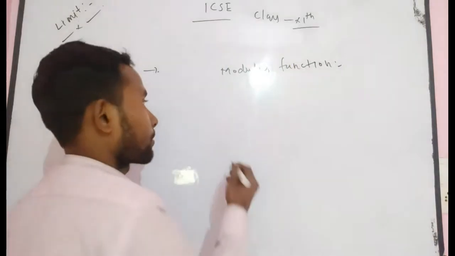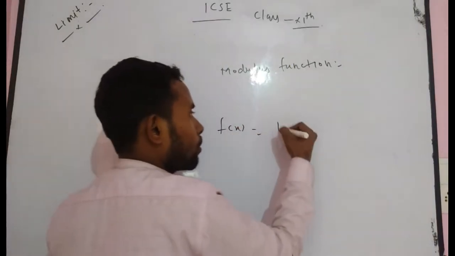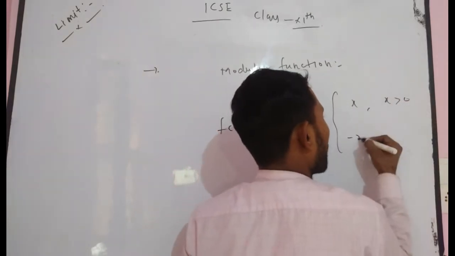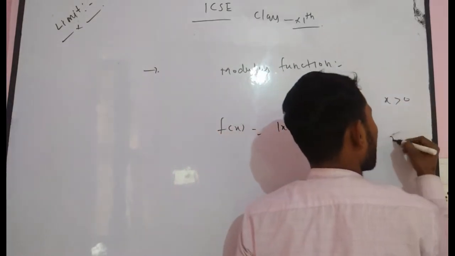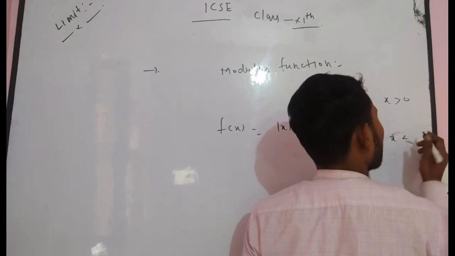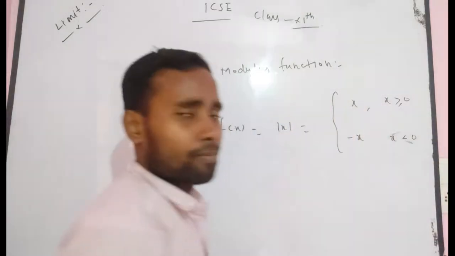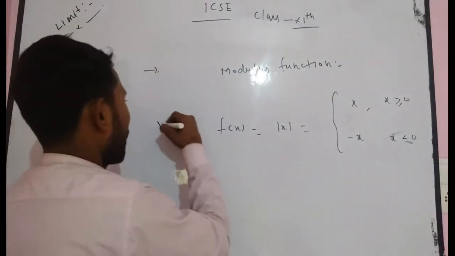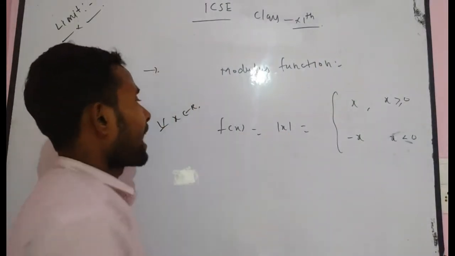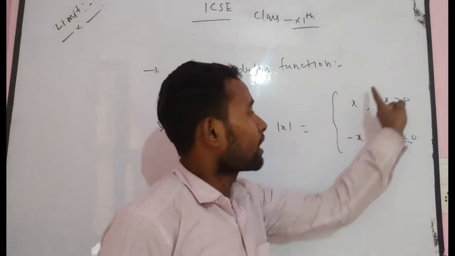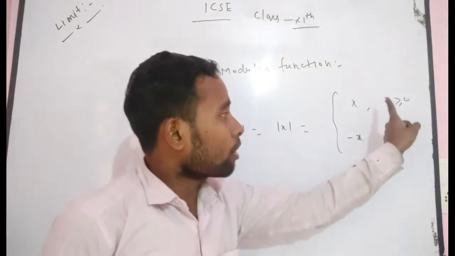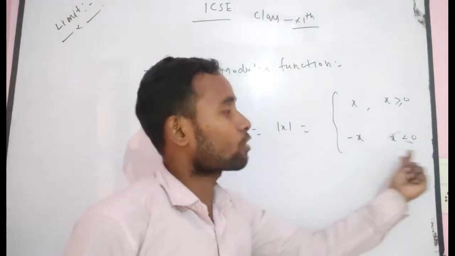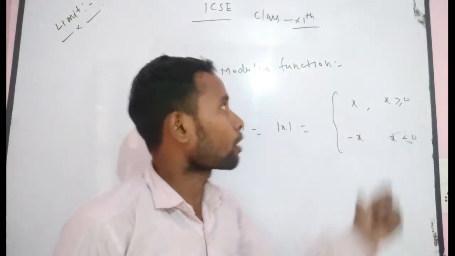This is basic. f(x) = |x| is equal to x when x is greater than 0, and is equal to minus x when x is less than or equal to 0. You can take it: when f(x) is equal to modulus x for all x belonging to the real numbers, |x| is defined as x if x is greater than or equal to 0, and |x| is equal to minus x when x is less than 0. You have to remember it.